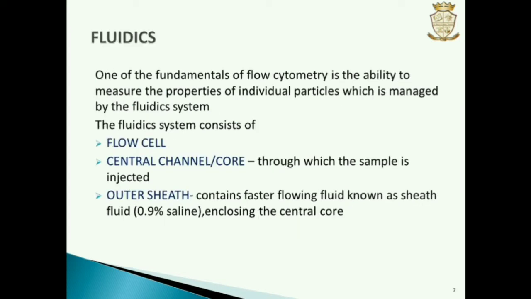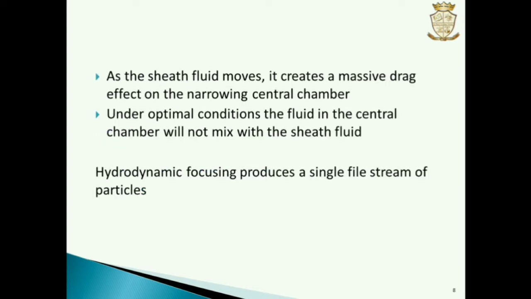Fluidics. The fluidic system consists of flow cell, central channel and outer sheath. Central channel through which the sample is injected. Outer sheath contains faster flowing fluid known as sheath fluid, enclosing the central core. As the sheath fluid moves, it creates a massive drag effect on the narrowing central chamber. Under optimal conditions, the fluid in the central chamber will not mix with the sheath fluid.